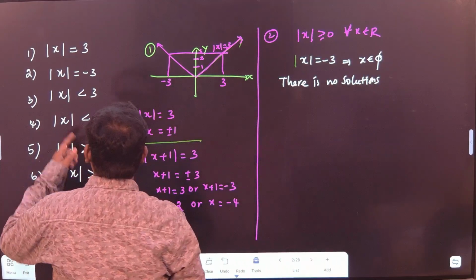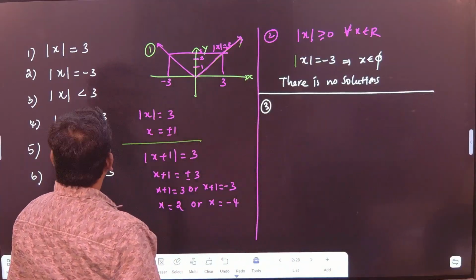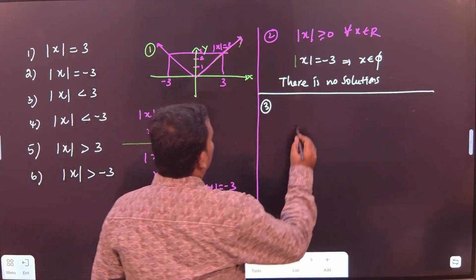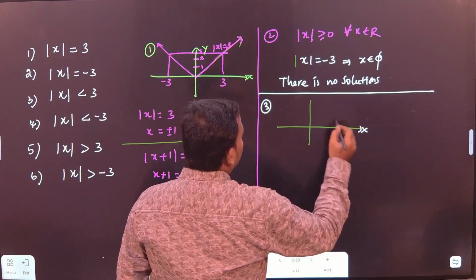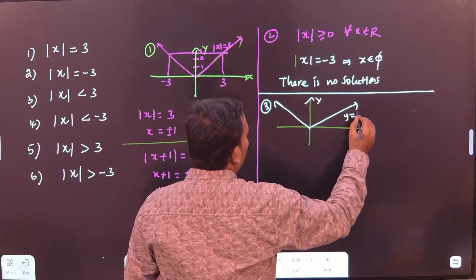Okay, fine. Third one you can see. What is third one? Mod x is less than 3. You can see student, this is your x axis, this is y axis, this is your mod x graph, y is equal to mod x.